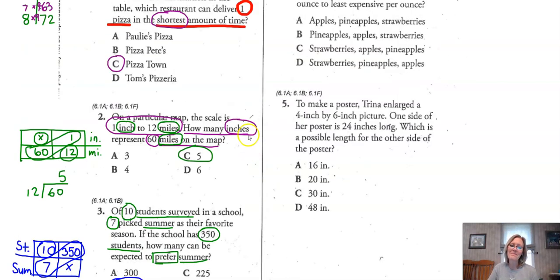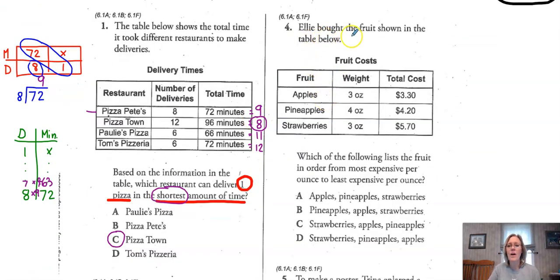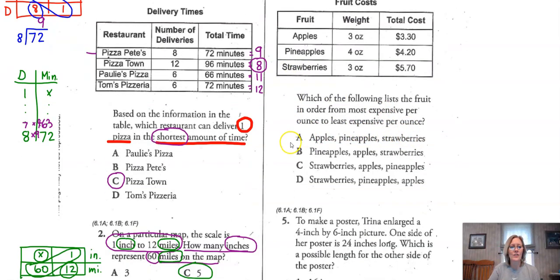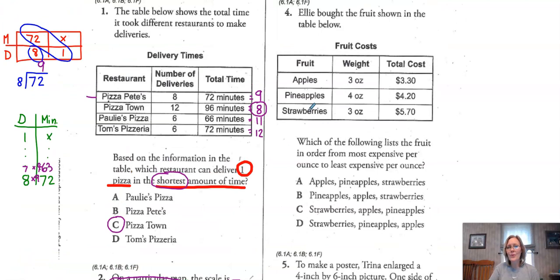Okay. Let's go up to number 4. On number 4, it says, Ellie bought the fruit shown in the table below. I'm thinking this table right here is looking a lot like this table over here. Think about how we solve these type of tables. Which of the following lists the fruit in order from most expensive per ounce to least expensive per ounce? So I need to get this straight in my head, so we need to do our cube strategy. Do we ever solve a problem without it? Never. We think it through.